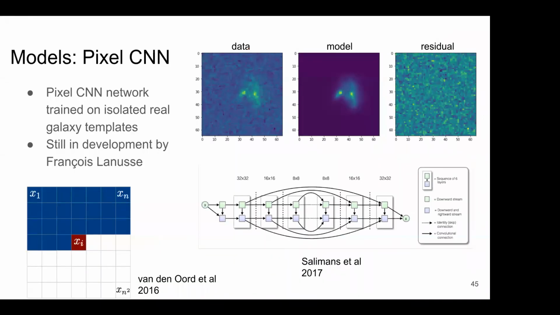Another type of model we've been looking at is implementing a neural network. So Francois Lanusse has been working on training a neural network on isolated real galaxy templates, and then using a pixel CNN, which basically gives you a likelihood for each pixel based on the other pixels in the morphology. And so now we should be able to have realistic constraints on what galaxies look like. Now, this is not really implemented in master in Scarlet yet. This is still in development, but you can see from the example image here in the top right that the residuals look really good, even for complicated galaxy blends.